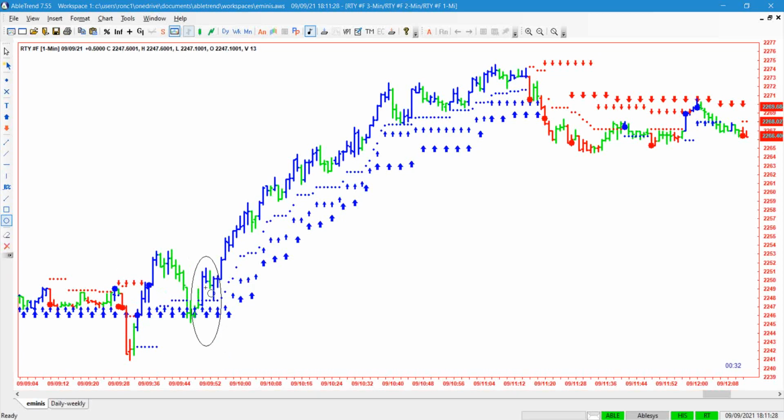So there's your perfect sweet spot. I mean, it just doesn't get better than that. That's textbook right there. Triple confirmation. Everything's in agreement. Look at this trade right here.